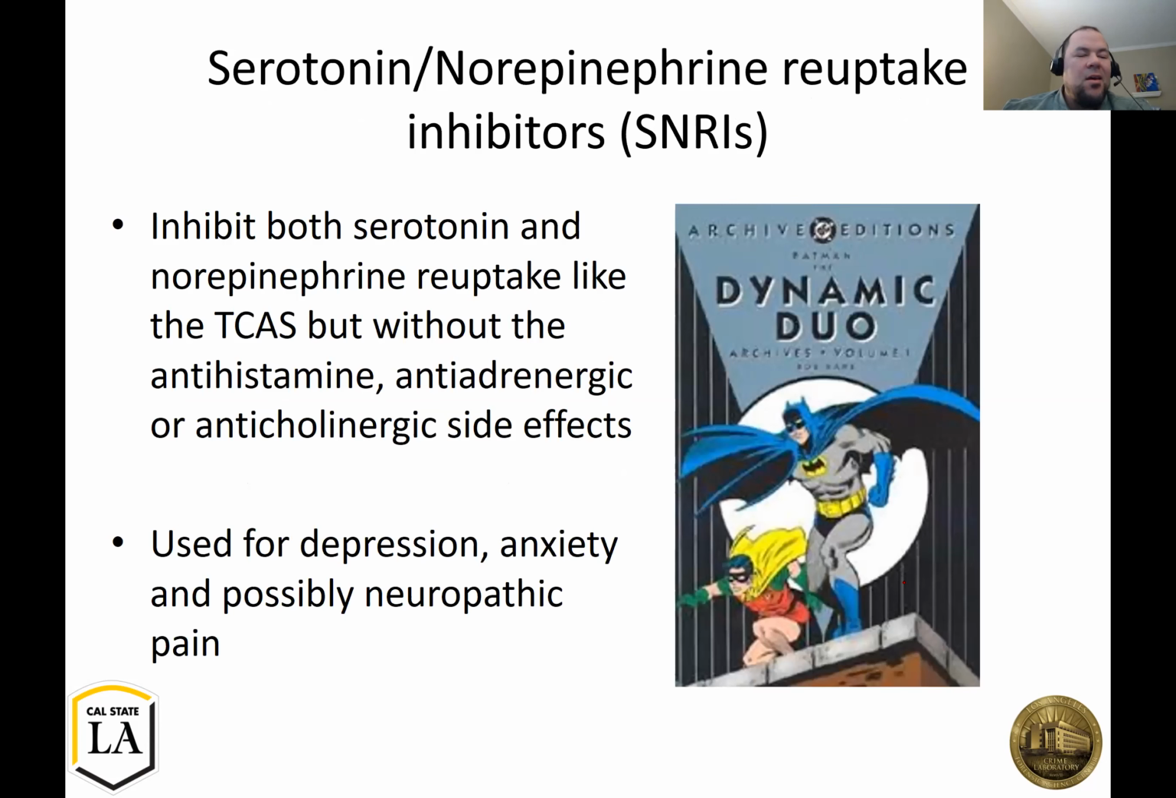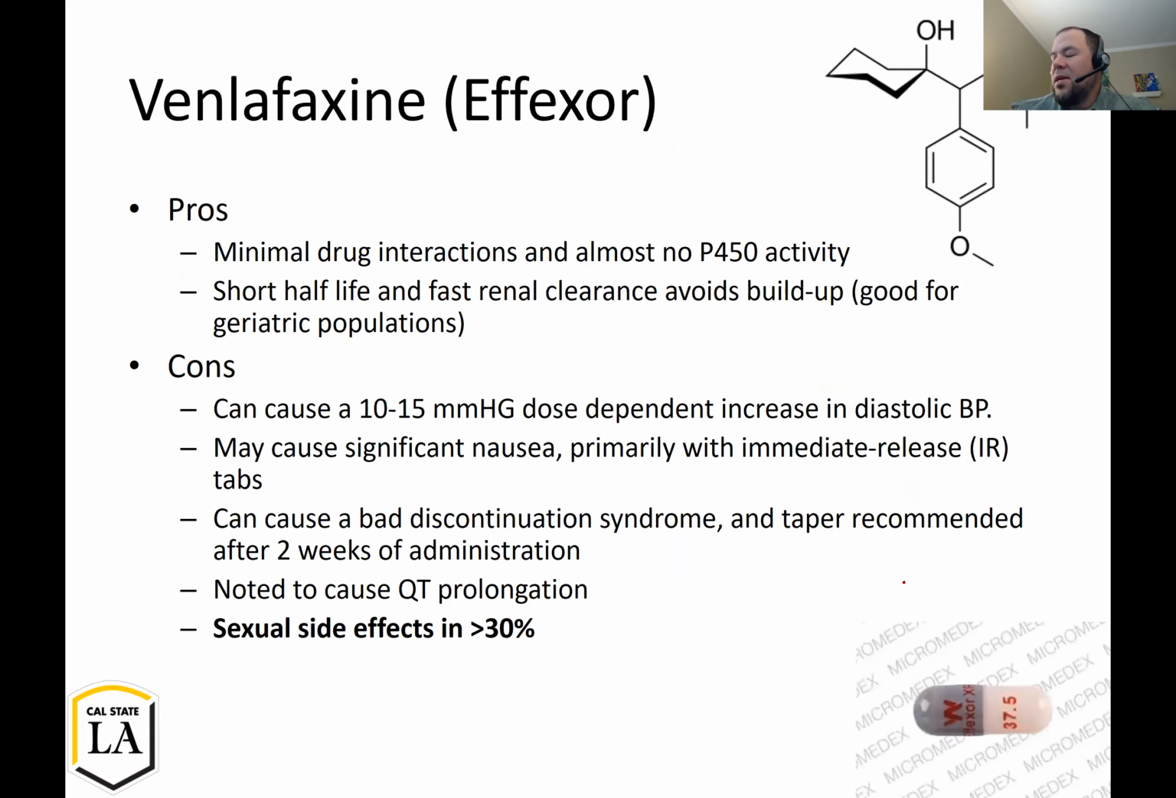Okay. Now, another class, the serotonin and norepinephrine reuptake inhibitors. These are called SNRIs, and they inhibit both serotonin and norepinephrine reuptake. But they don't have the antihistamine, antiadrenergic or anticholinergic effects. So these can be used to treat depression and anxiety, and in some cases, even neuropathic pain. And so these end up being even better as far as their profile. Venlafaxine or Effexor is a good example of that.